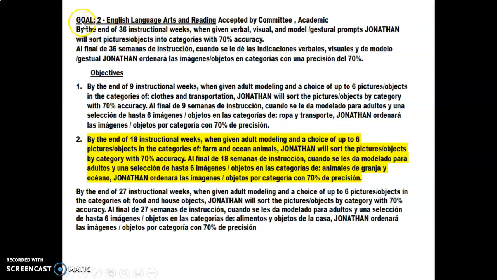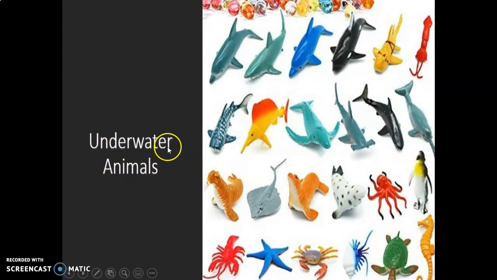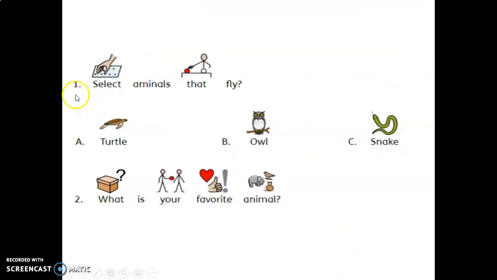Your next assignment is goal number 2, which is also English language arts and reading, and it's also objective number 2. It's the same thing we did last time, the jungle animals, underwater animals, and farm animals. So here's question number 1. Select animals that fly. So what flies? A turtle, an owl, or a snake? What is your favorite animal? Go ahead and write your answer.